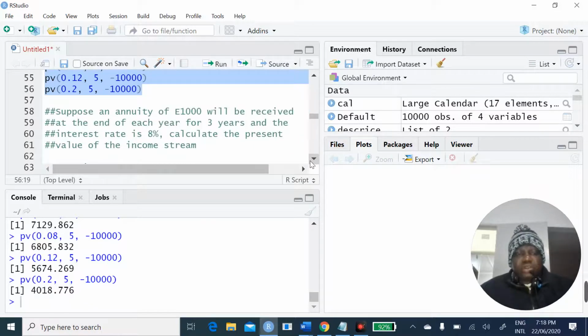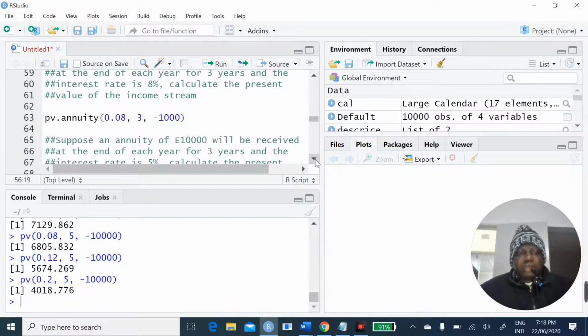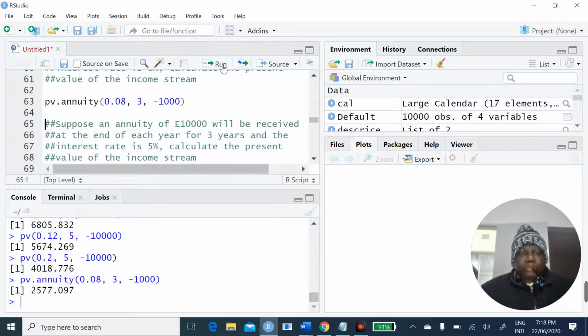And just as we have annuity in case of future value, also we can have annuity in case of present value. Suppose an annuity of 1,000 Emalangeni will be received at the end of each year for 3 years, and the interest rate is 8%. Calculate the present value of the income stream. This is a situation of annuity. Just like before, we just add .annuity to our PV function. So let's run it and see the present value of the income stream after 3 years. That's straightforward.